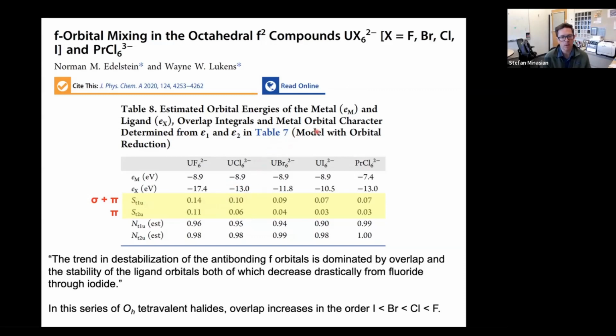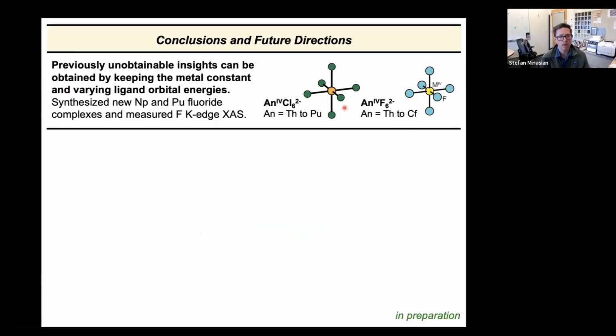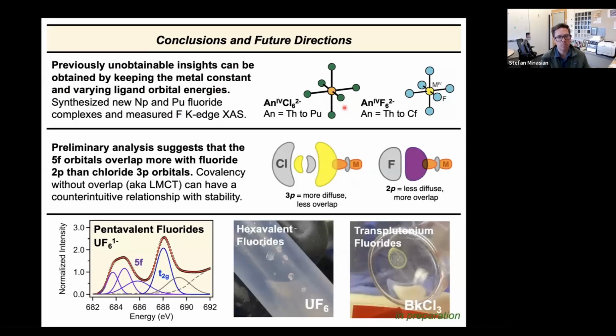And that's something that we want to explore, I guess, the bounds of this sort of observation more in the future. I'm going to just go through the conclusions quickly, since I'm running out of time. The main thing I want to point out is that by varying the ligand and exploring different ligand edges, and by keeping the metal constant, we've been able to probe overlap specifically. In the future, we're trying to go to higher valence systems.